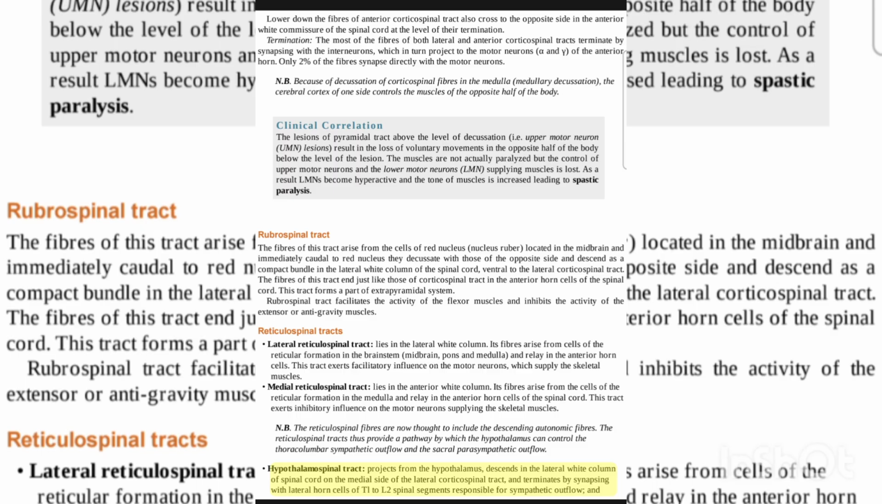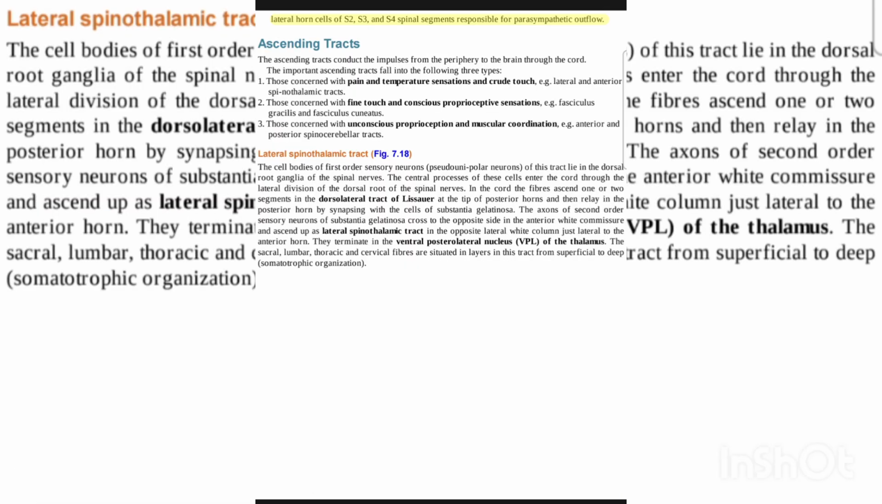Hypothalamo-spinal tract projects from the hypothalamus, descends in the lateral white column of the spinal cord on the medial side of the lateral corticospinal tract, and terminates by synapsing with lateral horn cells of T1 to L2 spinal segments responsible for sympathetic outflow, and lateral horn cells of S2, S3, and S4 spinal segments responsible for parasympathetic outflow.